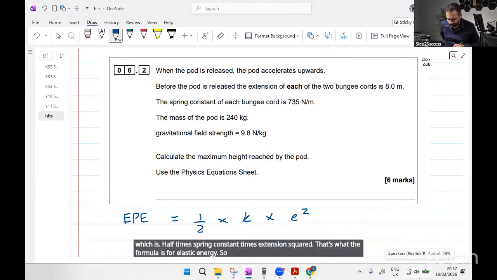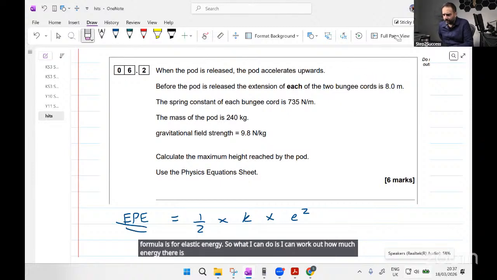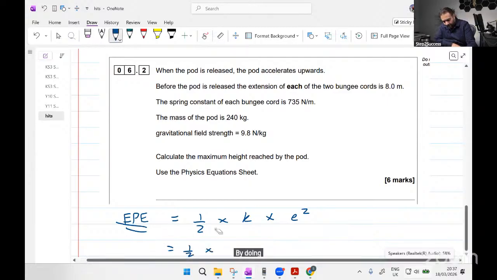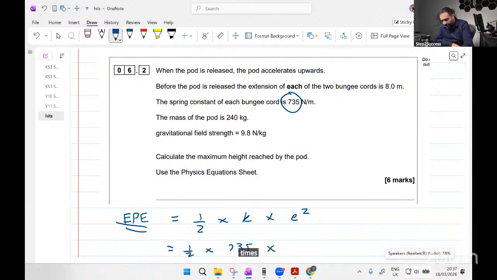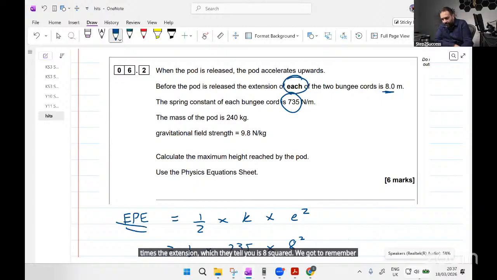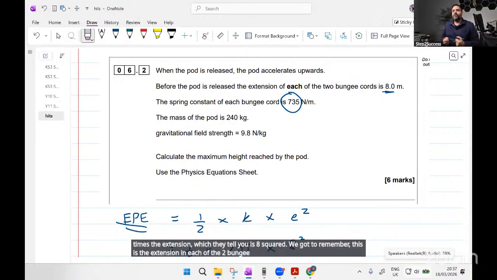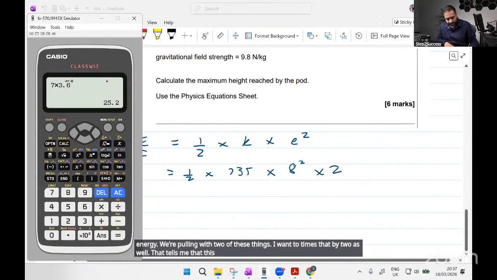So what I can do is work out how much energy there is in these bungee cords in this question, how much energy they have before we let go of them, by doing a half times the spring constant, which is 735, times the extension, which they tell you is 8 squared. But you've got to remember, this is the extension in each of the two bungee cords. So there'll be twice as much energy. We're pulling with two of these things, so I'm going to times that by 2 as well. That tells me this is the amount of energy I've got.